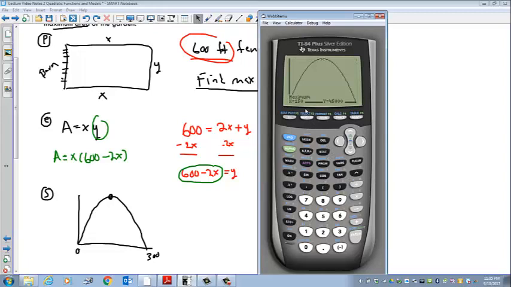And so on this one, we want to find the maximum area. So you have two choices. You have this x is 150 and y is 45,000. Now remember, this y and this y are not the same y. This is the length of the fence here, whereas this y is our output, which remember is area.